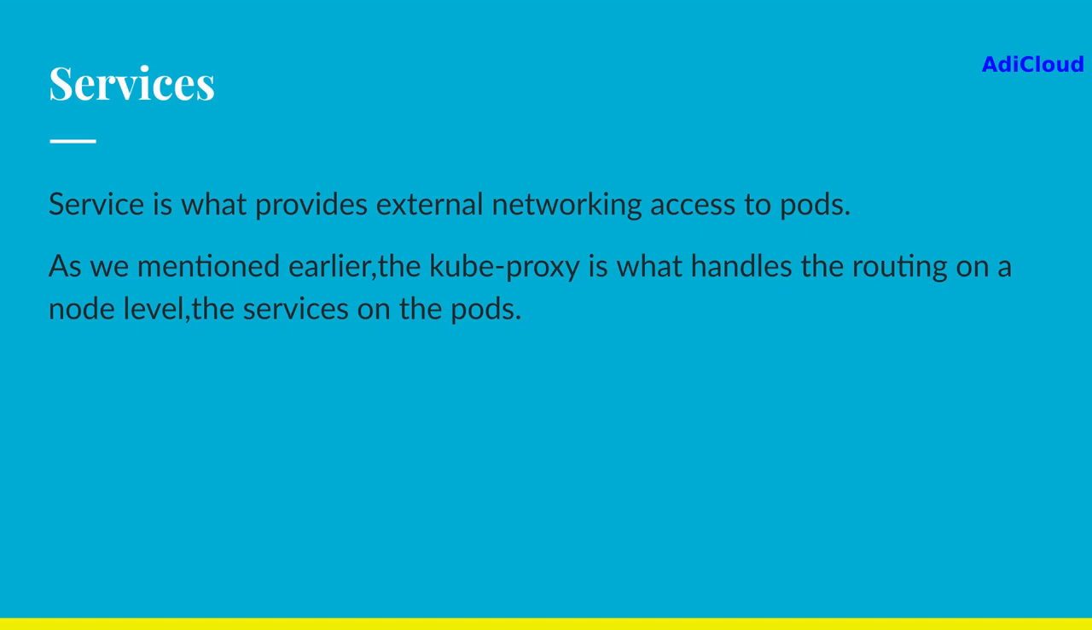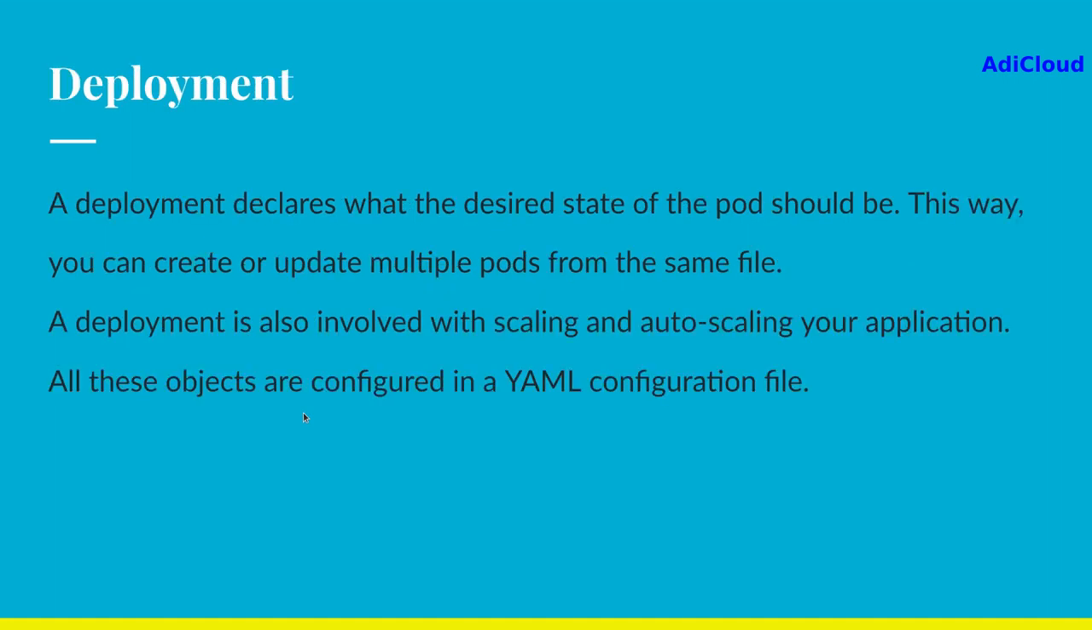Then we have services. Once you deploy your container inside a pod, it will not be accessible from outside of your network, or you cannot access your application via the internet. So in order to enable external connectivity, you use a service. A service is what provides external network access to your pods, or particularly your container or your application. As we mentioned in the earlier slides, the proxy is what handles the routing on the node level, while the service is on the pod level.